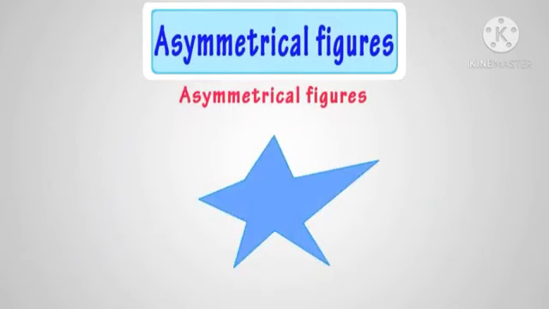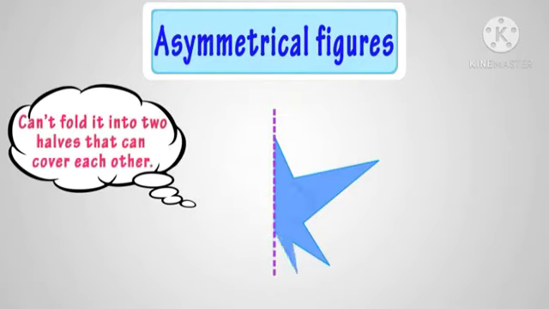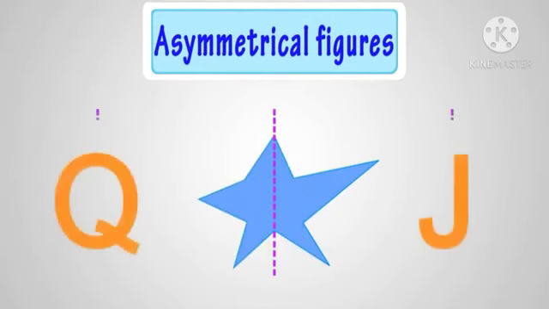Asymmetrical figures. Look at the screen. Draw a line vertically and fold it. Cannot fold it into two halves that can cover each other. Observe these two, Q and J.